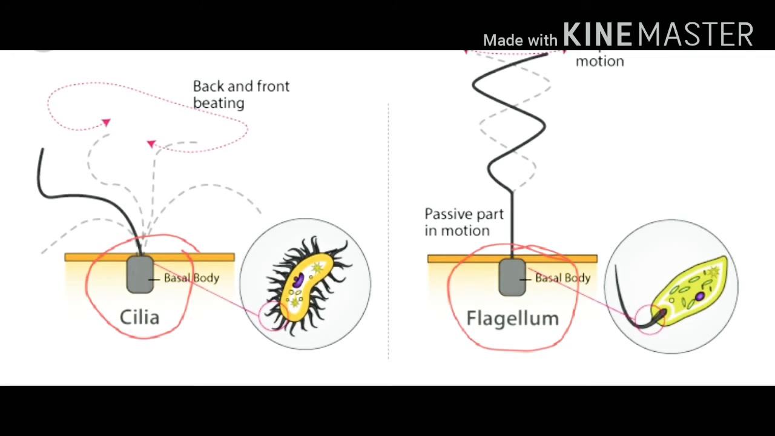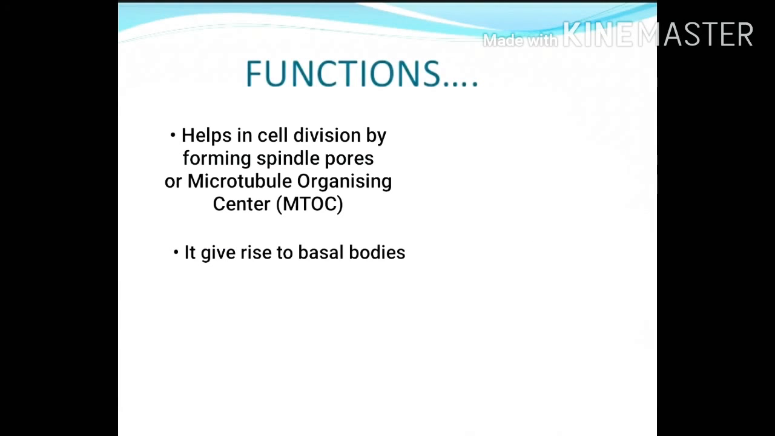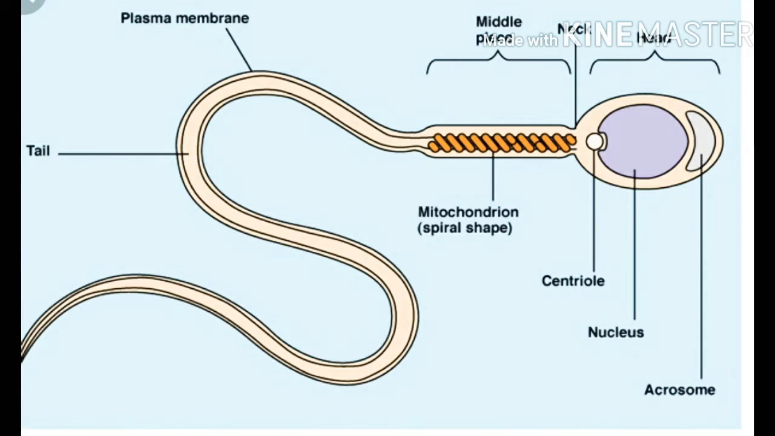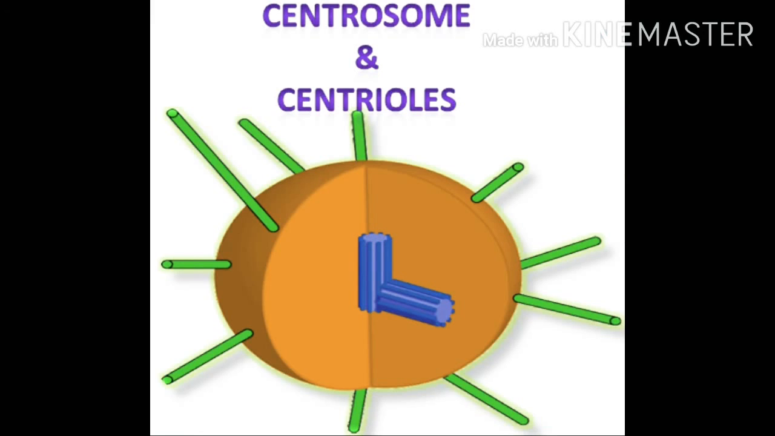Another function of centriole is that if it is present in a sperm, then one of the centrioles present in the sperm gives rise to the tail of the sperm. Means the tail of the sperm is formed from the centriole. So it was all about centrosome and centriole.